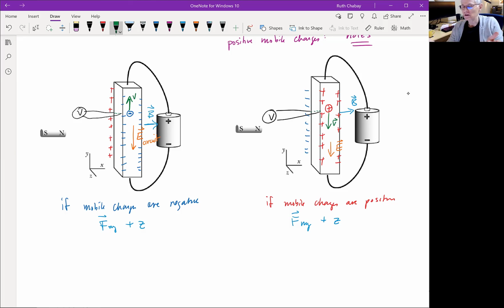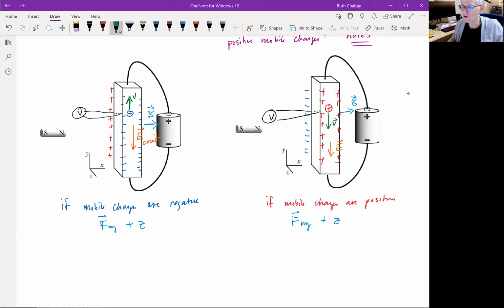And you can use this backwards to measure a magnetic field, because if you know the sign of the carriers, and you know the amount of current you're running through this thing, then you can actually measure the magnetic field. And if you read about it in the book, you'll see how to do it quantitatively.